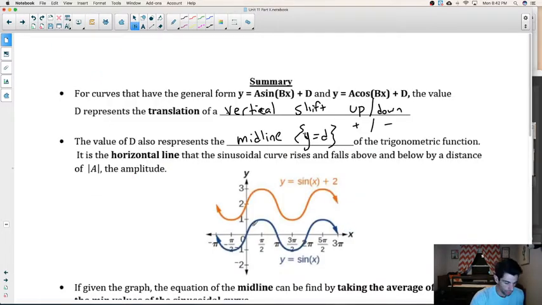Okay, so here's your sine curve. So I know I went up 2 units, right? So this whole thing moved up 2. So the midline would be right there at y equals 2.